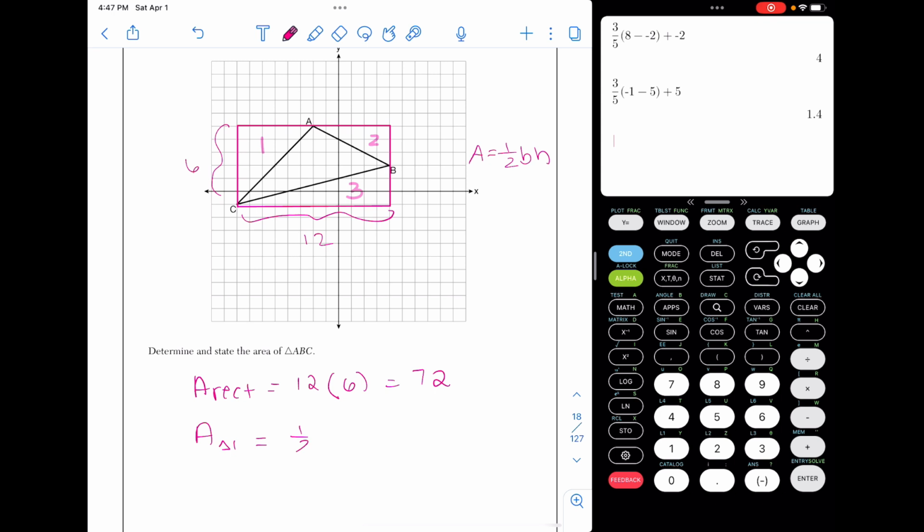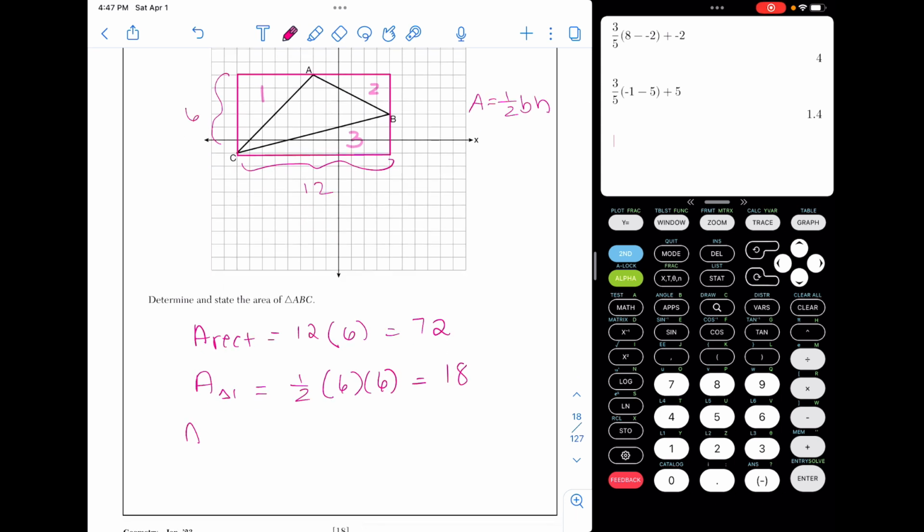The area of triangle 1 is 1/2 times 6 times 6, and that's going to give us 18. The area of triangle 2 is 1/2 times 6 times 3, that's 9. And area of triangle 3 is 1/2 of 12 times 3, which is going to give us a measure of 18.